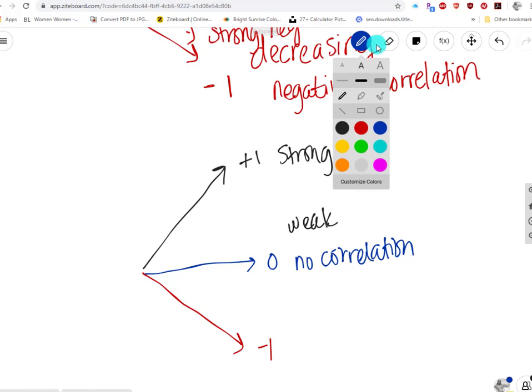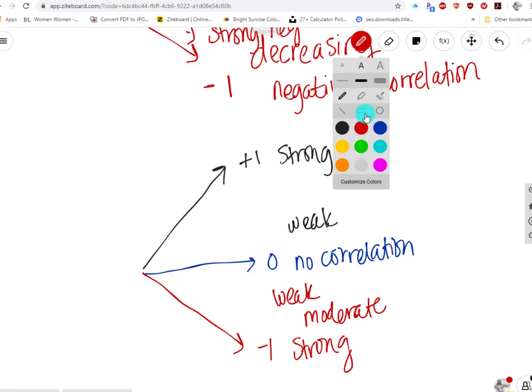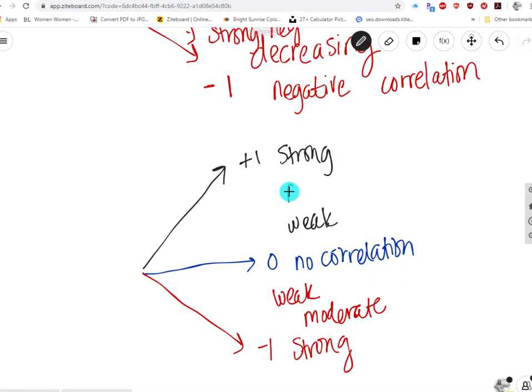If something is tilted downwards, it's still negative, but it's weak. And if something is very close to -1, then it's strong. You could call this center area maybe moderate. There is no rule of thumb when you're talking about correlations. It's very much a loose, very fluid type of description.